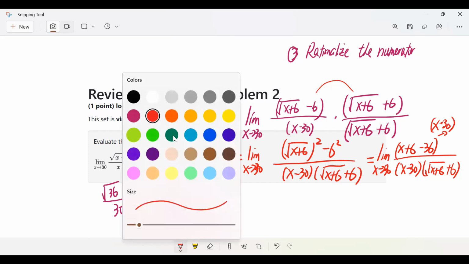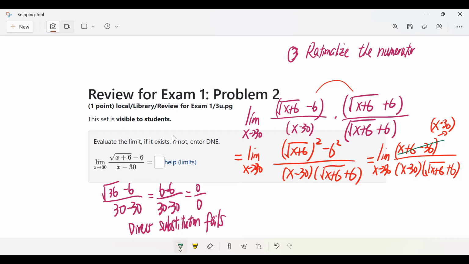So right here, we cancel this. This gets canceled, this gets canceled. Common term, right? So this will become 1. So eventually we get a simplified version of this function: 1 over radical x plus 6 plus 6. Now we can do direct substitution.